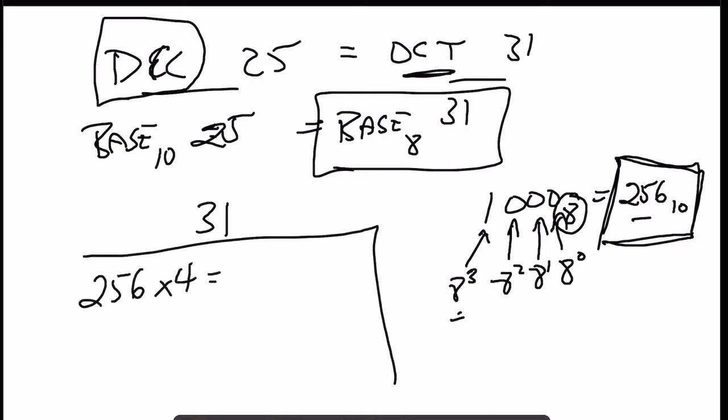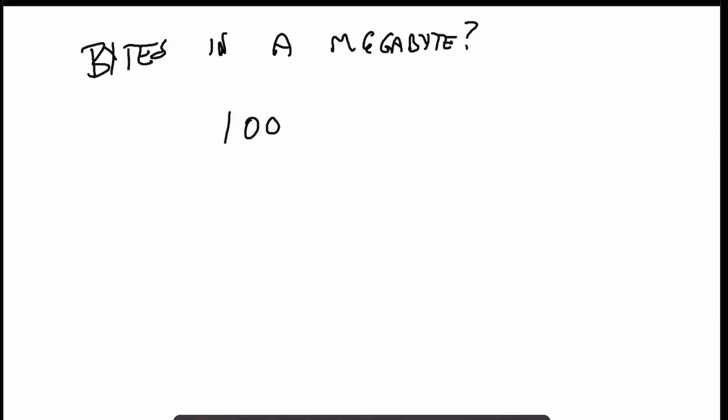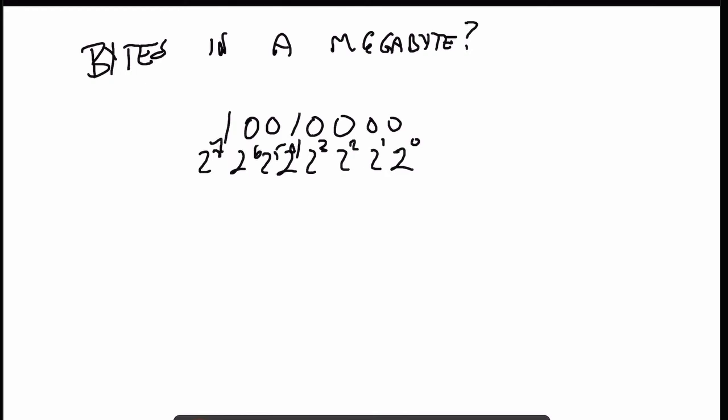So let's try this experiment. 256 times 4 is 1,024. So when you see KB in computers, you're not actually getting 1,000, you're actually getting 1,024. Yeah? So a megabyte is that many bytes. Okay? In the computer biz, we write out numbers like this. That's 2 to the 0, 2 to the 1, 2 to the 2, 2 to the 3, 2 to the 4, 2 to the 5, 2 to the 6, and 2 to the 7th. Okay? Yes?